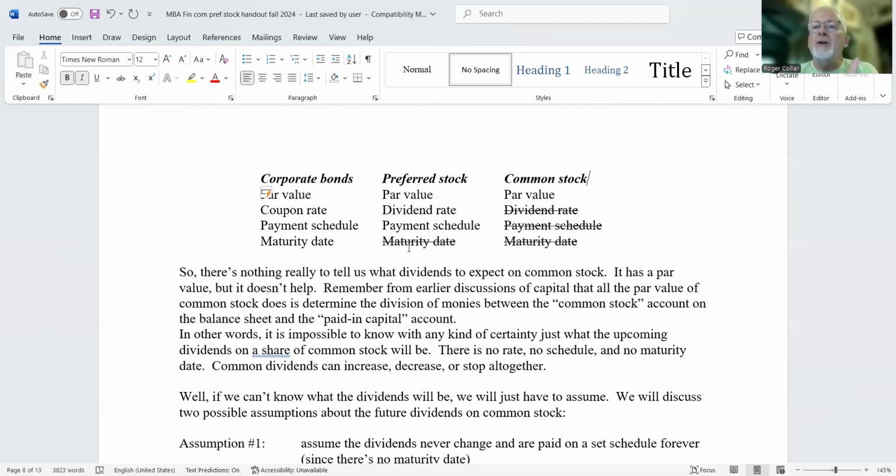So what do common stockholders get? Well, common stockholders get what's left over. They get what's left over after bondholders are paid, and after preferred stockholders are paid, and after the company has retained a certain amount of earnings. Then what's left goes to common stockholders.